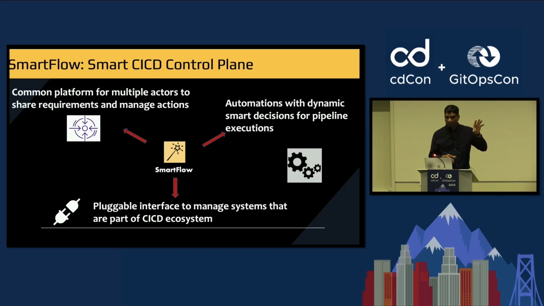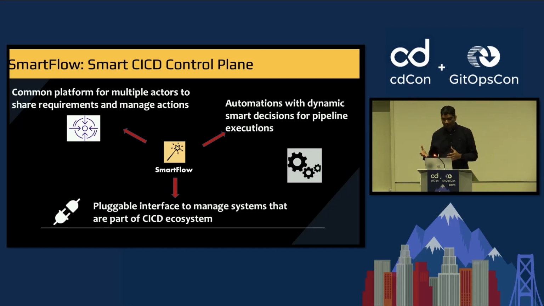So one is, we want this common platform where these multiple actors can share responsibility and then they can manage actions. When I make a decision, I don't have to explicitly communicate to all the affected parties. I just make that decision and I feed it to the system. It will communicate and manage the after effect of that decision.